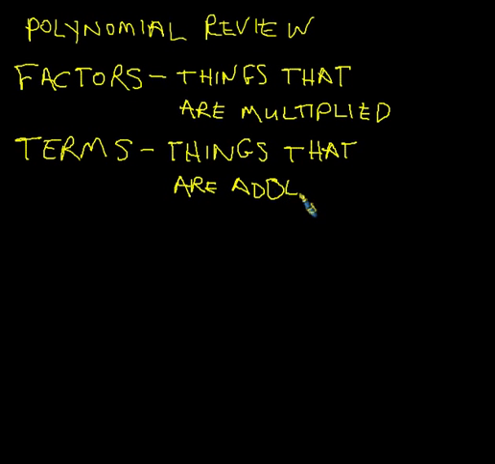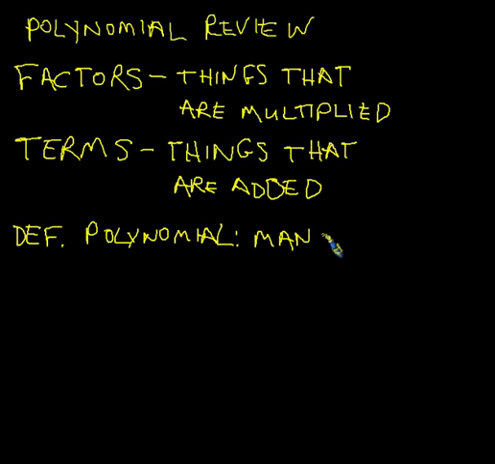So why is this so important with regard to polynomials? Well, the deal is this. The definition for polynomial is this. I'm going to provide it in a very simple way with these two words: many terms. That's what a polynomial is. It's something with many terms. So it'd be kind of nice if you knew that terms were things that are added together.